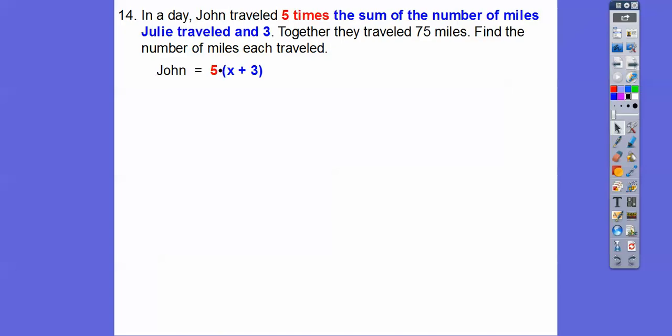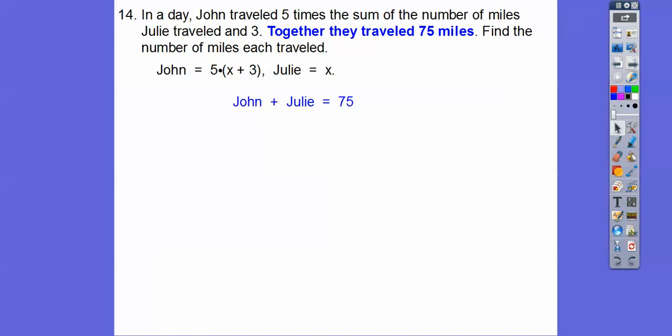Okay, so let's do that real quick, okay? And then it says John is 5 times that. So we'll multiply that times 5 is John. So Julie's going to be x, and then John is 5 times the sum of hers plus 3. So it says together, we're going to add those together and get 75. Okay, so let's put in those expressions right there and distribute that 5 through.